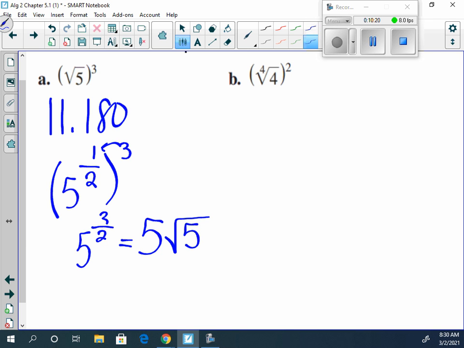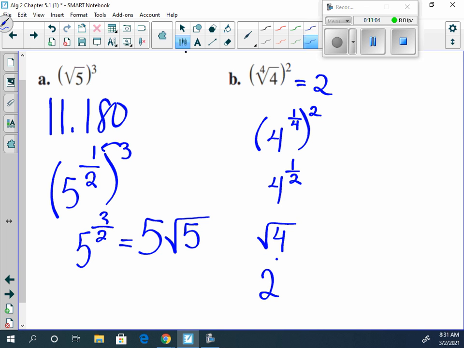We can do this here, the fourth root of 4 squared. And what would be the fourth root of 4 squared? It would be 2. Because really what we have is 4 to the 1/4 squared. Right? Because 1/4 times 2 is 1/2. Because 1/4 times 2 would be 2/4. And 2/4 simplifies to 1/2. And 4 to the 1/2 is the same as the square root of 4, which is 2.